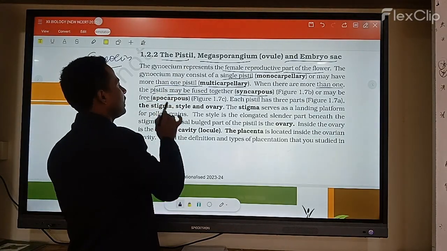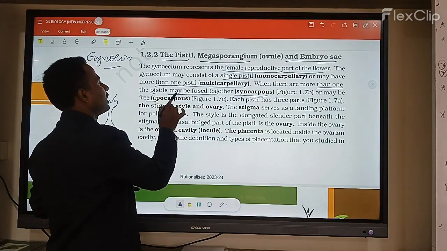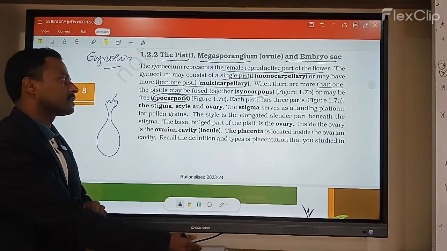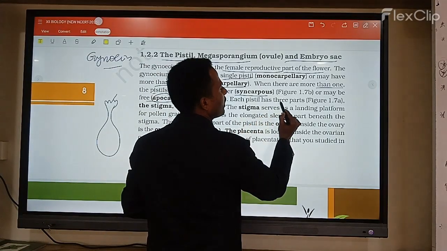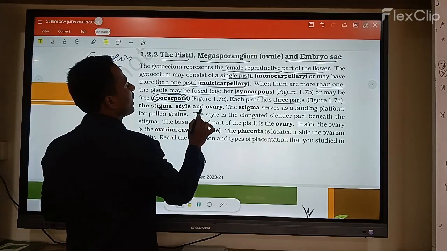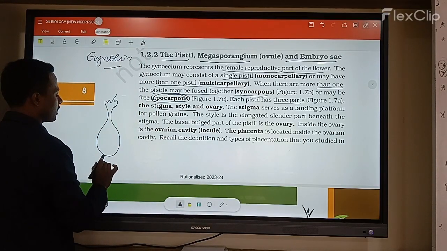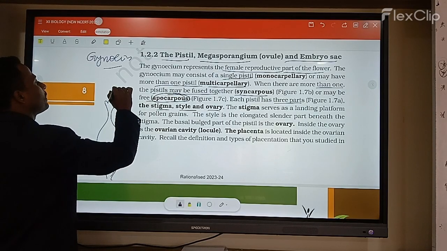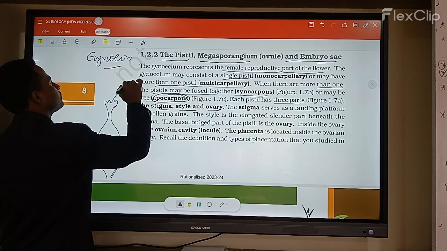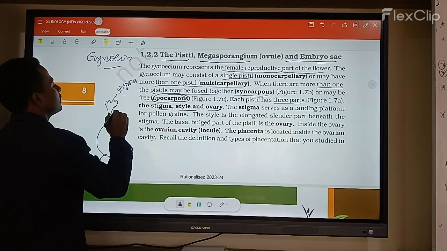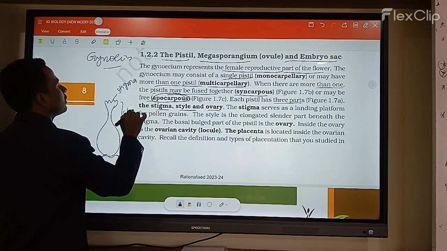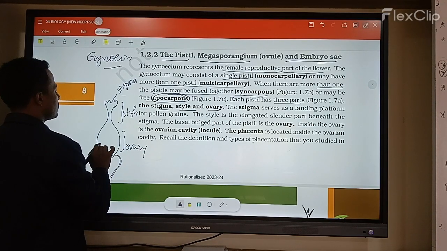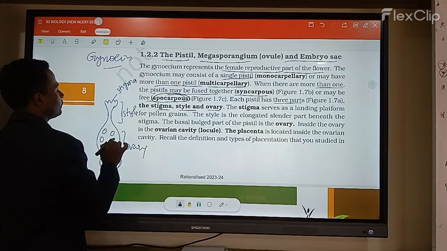And maybe they are free. If they are free, that is the apocarpous condition. That is syncarpous, apocarpous condition. Each pistil has three parts: stigma, style and ovary. When you observe one particular pistil, you see three parts. One is the stigma, then the style, and then the ovary. So these three parts are present in a single carpel.